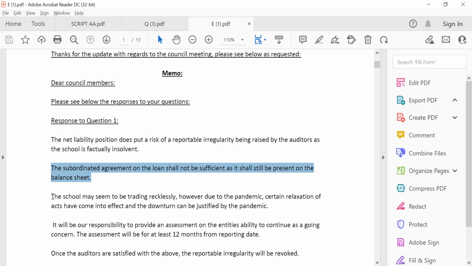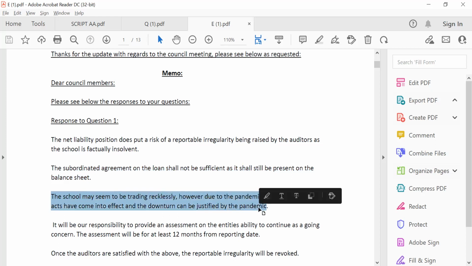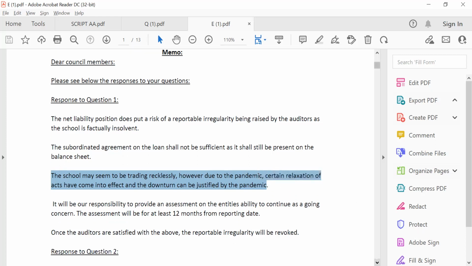question 1. The school may seem to be trading recklessly. However, due to the pandemic, again, the pandemic is not something that can be applied to the key information that was presented on the day of the assessment. On the day of the assessment, it's all about the subordination agreement. So one needed to use the subordination agreement in order to justify any unlawful act that could come up.